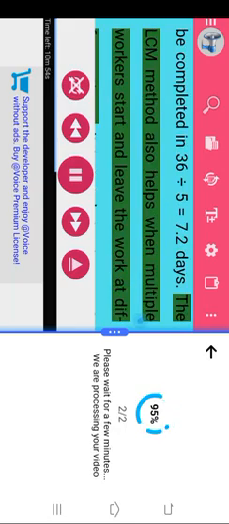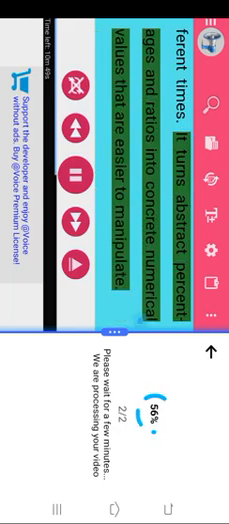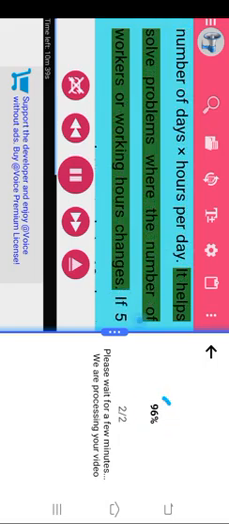The LCM method also helps when multiple workers start and leave the work at different times. It turns abstract percentages and ratios into concrete numerical values that are easier to manipulate. The man-day concept is based on the idea that total work equals number of men times number of days times hours per day. It helps solve problems where the number of workers or working hours changes.